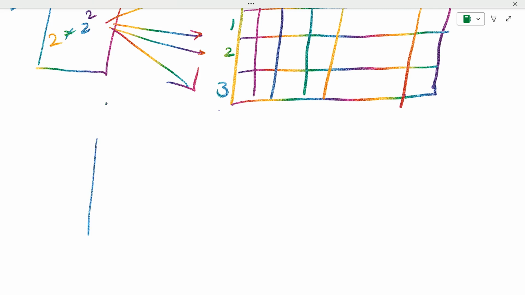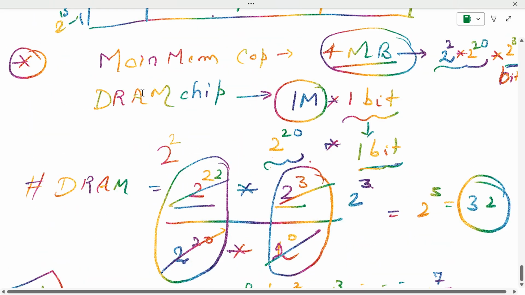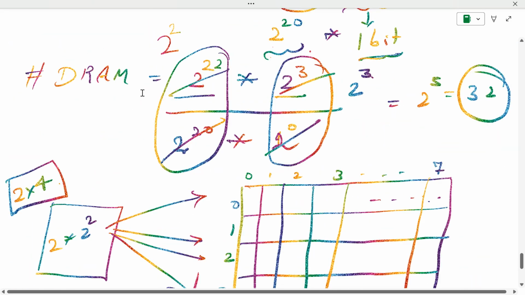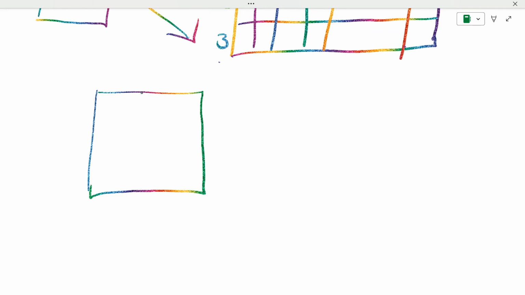So what it is saying is that in each DRAM chip, I already have drawn the DRAM organization. It is something like the DRAM size is 1M into 1 bit, and each DRAM has 1k rows of cells with 1k cells in each row. Okay, so it is constituting of something like this.